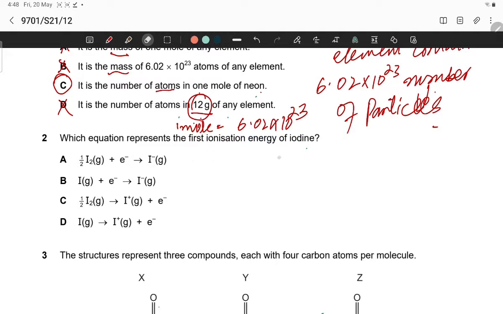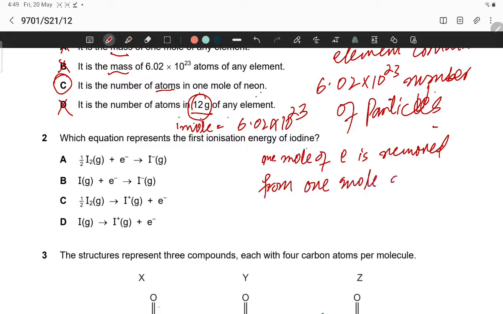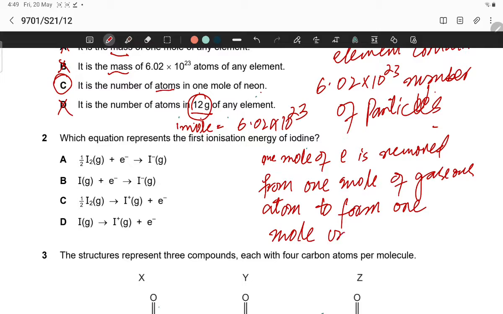Which equation represents the first ionization energy of iodine? First ionization energy can be defined as the amount of energy which is required to remove 1 mole of electrons from 1 mole of gaseous atoms to form 1 mole of positive ions, 1 mole of unipositive ions.